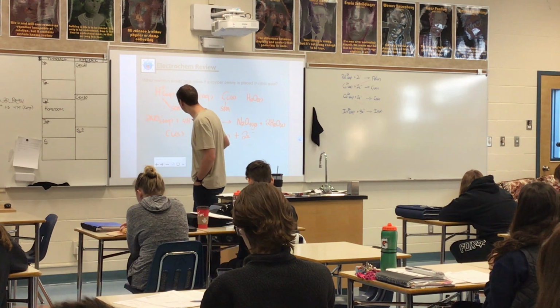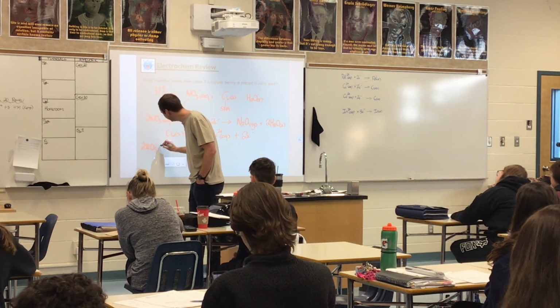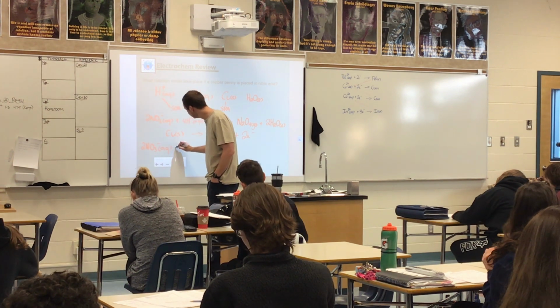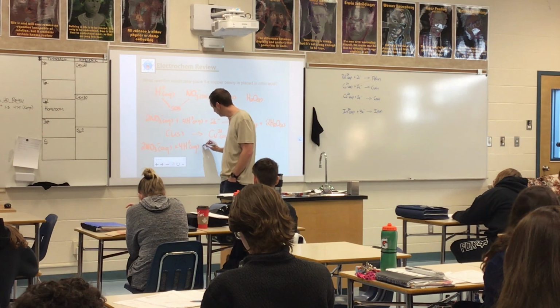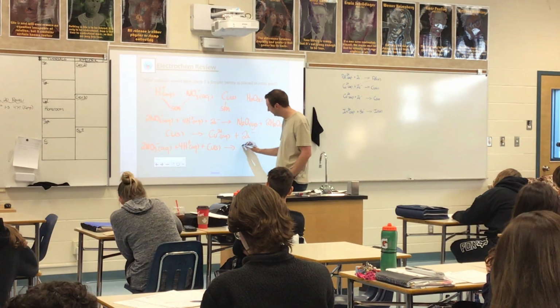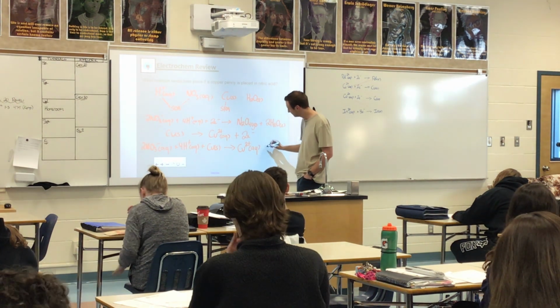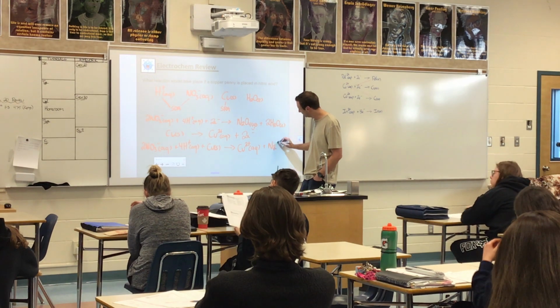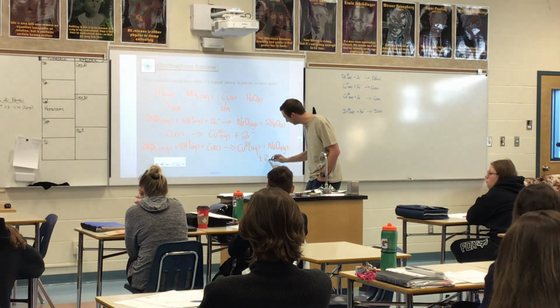Here I've got 2 and 2, so I can just go ahead and combine. So I get 2NO3 minus aqueous plus 4H positive aqueous plus copper makes Cu2 positive aqueous plus N2O4 gas, I'm out of room, and 2 waters.